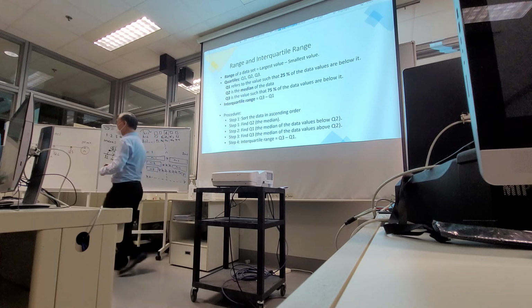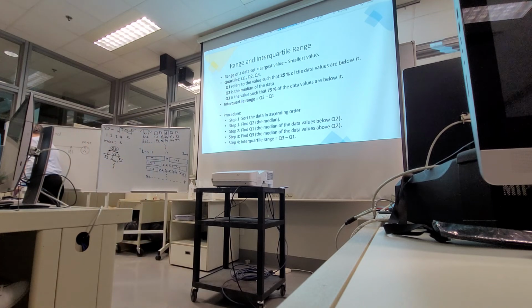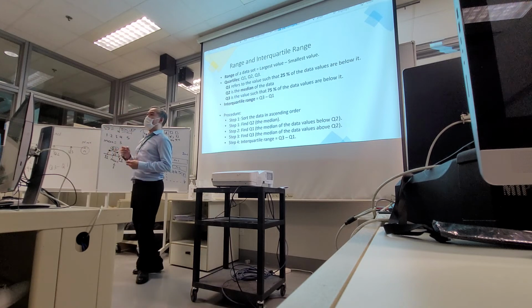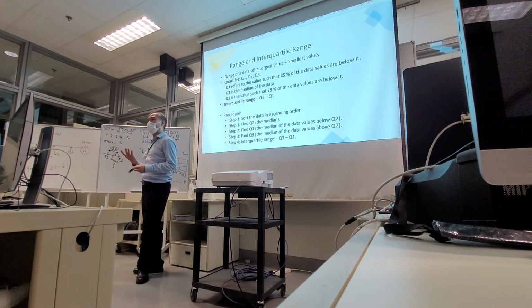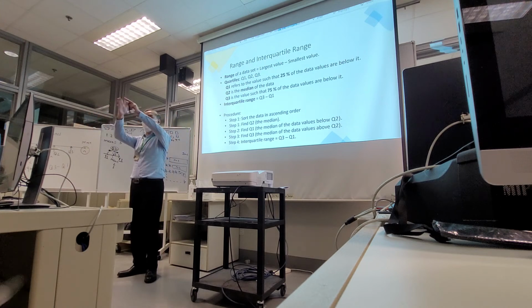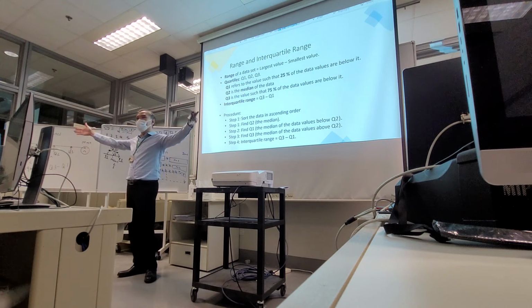Okay, and then the interquartile range is equal to Q3 minus Q1. That's what it does. Understand? For example, for the range, take the maximum minus the minimum. That is from where to where. That's your range. Q2 is also known as the median.